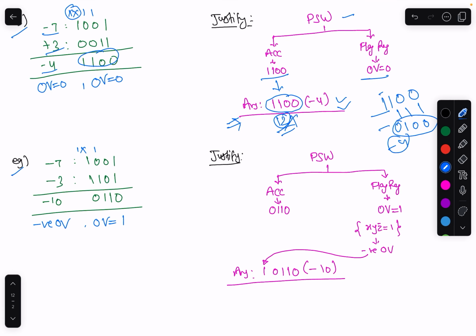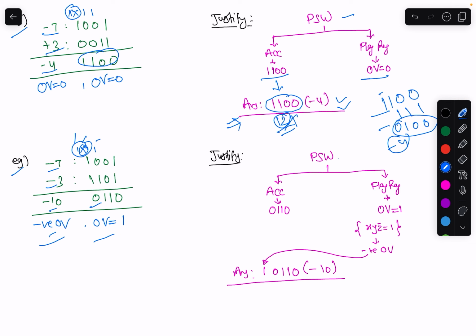Now the last example, minus 7 minus 3, we have minus 10, and here we have the in carry as 0 and the out carry as 1, so definitely there is overflow. The in carry is 0, so negative overflow, and the result MSB is 0, so also negative overflow. You can use any of these to find if there is positive or negative overflow, because we are going to solve GATE questions in the next video that will depend on these overflow conditions.